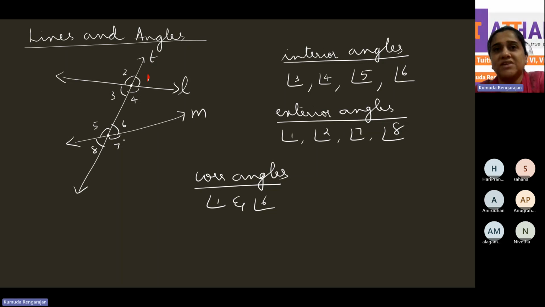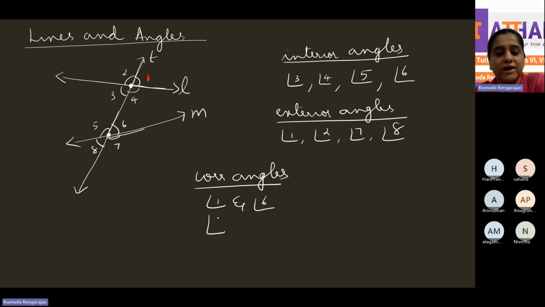Corresponding angles are formed on the same side of the transversal. One angle is an interior angle, the other is an exterior angle, and they have different vertices. Okay, so 1 is an exterior angle, 6 is an interior angle. Both angle 1 and 6 are on the same side of the transversal. This is the vertex of angle 1, and this is angle 6, this is the vertex. They have different vertices.